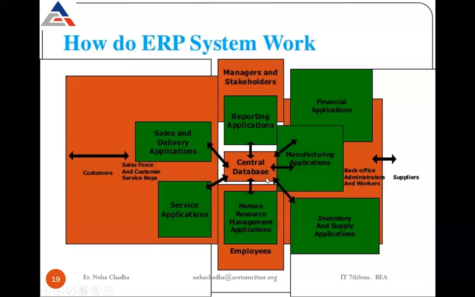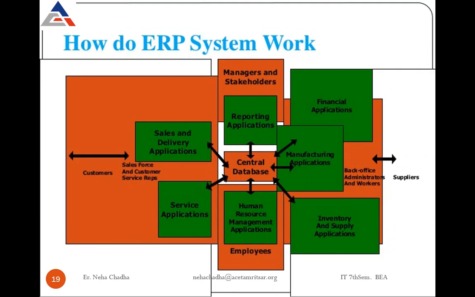Then comes the manufacturing application. The manufacturing section is also related to the central database. Then the inventory and supply application. The suppliers are also related to the central database. Then there is the HR management application. The HR department is also related to the central database. The service applications are also related to the central database. It means a single database is there on which all the different departments depend.